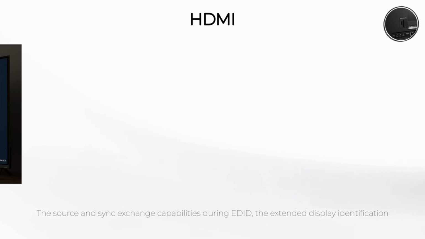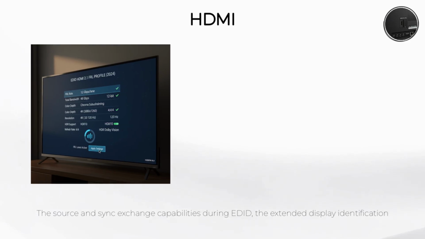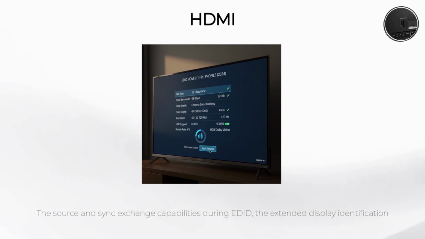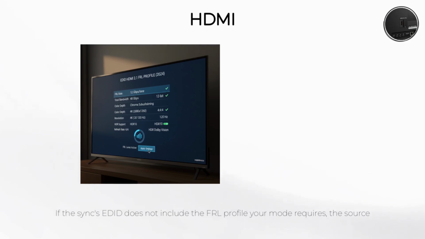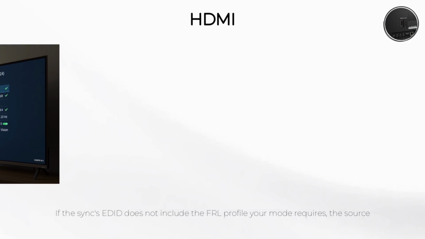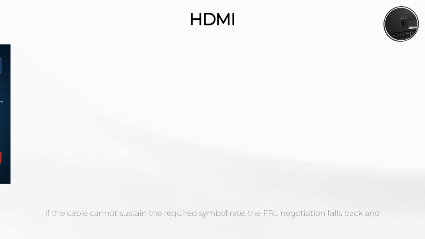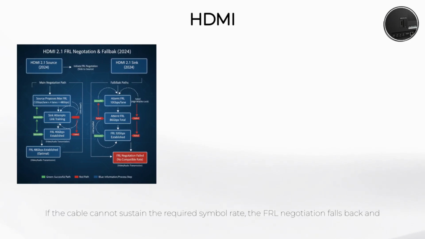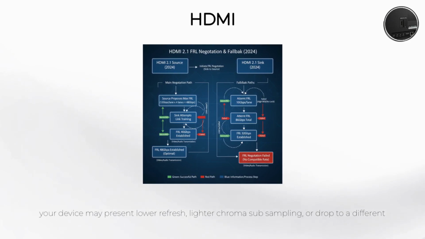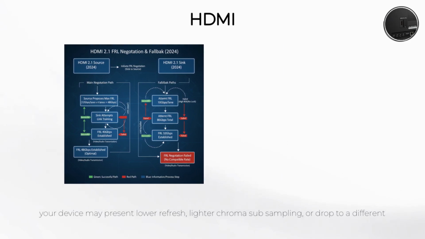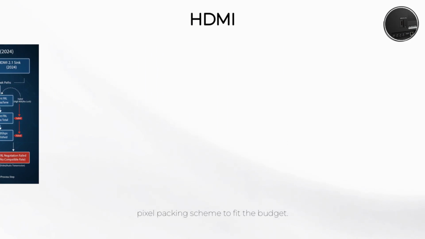The source and sink exchange capabilities during EDID, the Extended Display Identification Data handshake. If the sink's EDID does not include the FRL profile your mode requires, the source won't attempt it. If the cable cannot sustain the required symbol rate, the FRL negotiation falls back, and your device may present lower refresh, lighter chroma subsampling, or drop to a different pixel packing scheme to fit the budget.